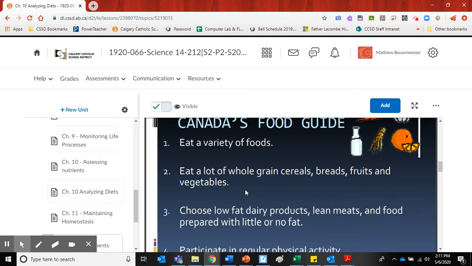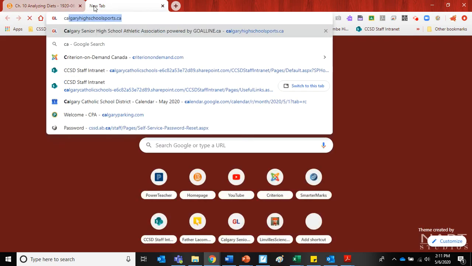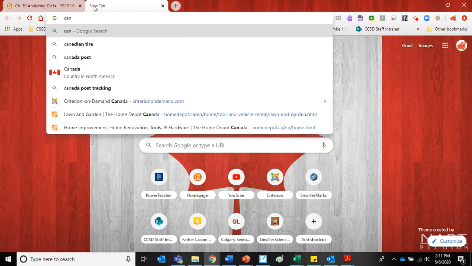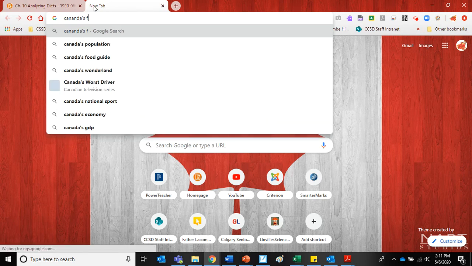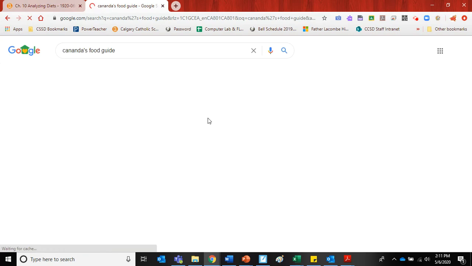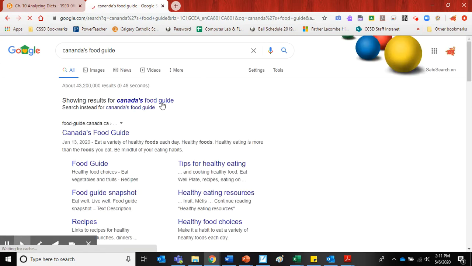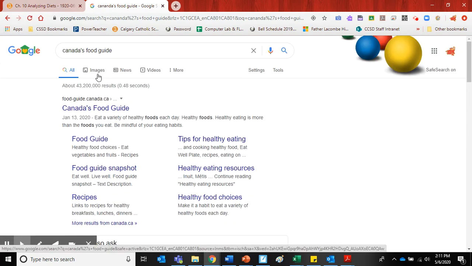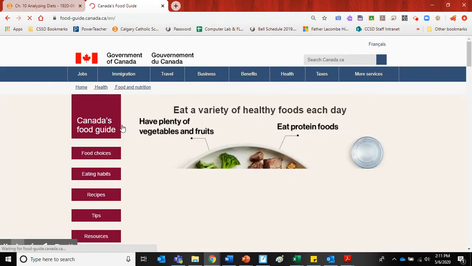Big thing with our diet is the big promotion: follow Canada's food guide. Google search this image and you'll see how they've simplified it. So I'm going to go do that right now. Canada's food guide. And when you see it, they've updated the images and they've updated what exactly Canada's food guide looks like. So you should be able to study and know the key components of how to create a balanced diet.